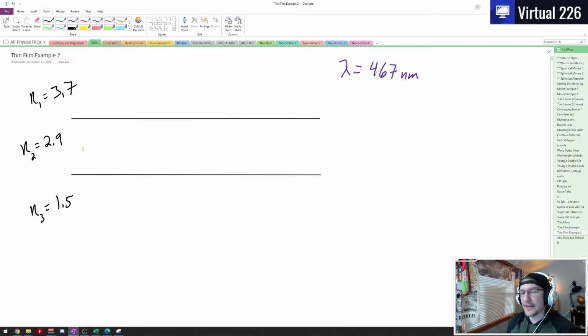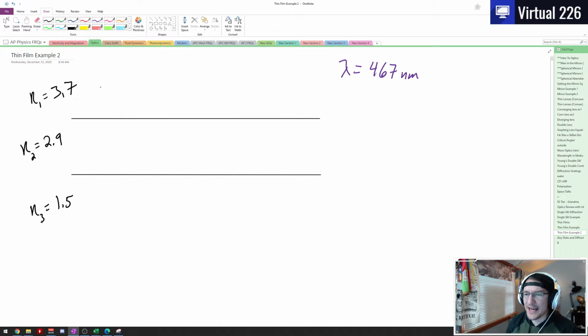So this thin film problem actually comes courtesy of one of my CP students, Megan. Megan, if you're out there, you know who you are. Thank you for this problem. I asked her for some random numbers, and this is what she gave me.